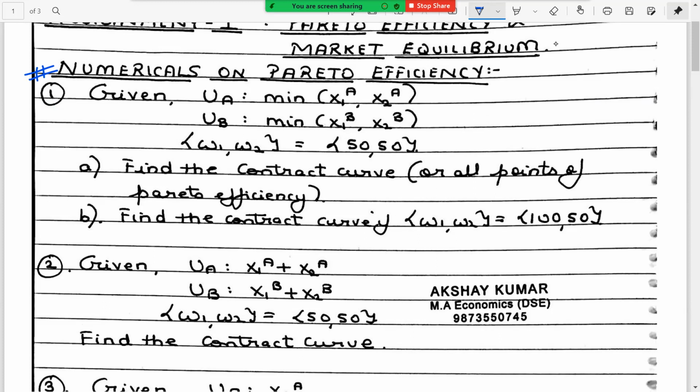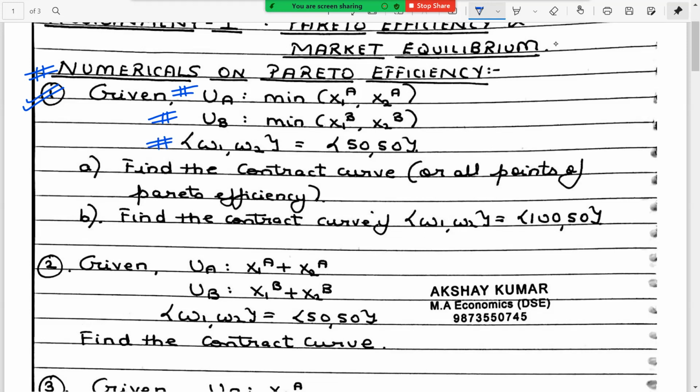Now let us practice a few questions based on finding the contract curve, where the contract curve is nothing but the locus of all Pareto efficient points inside the Edgeworth box. Let's look at the first question from the assignment. We are given two agents A and B. We are given their utility functions. Both have the min utility function. That means both of them have perfect complement preferences.